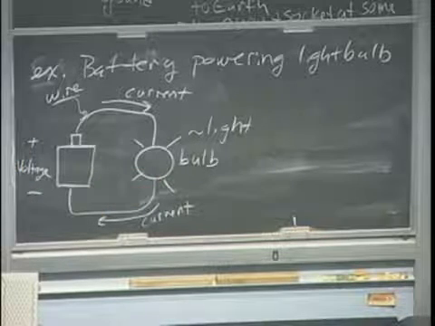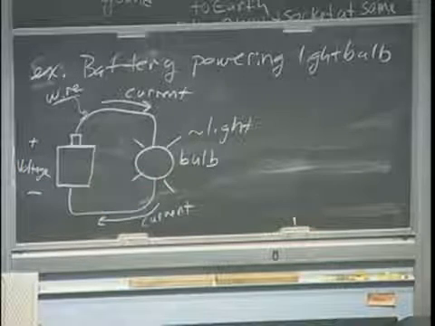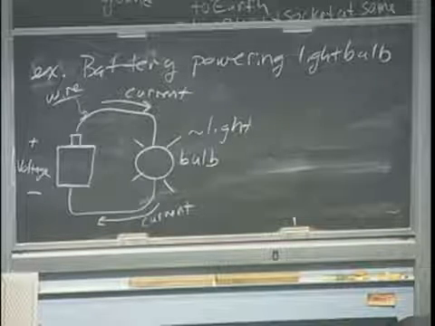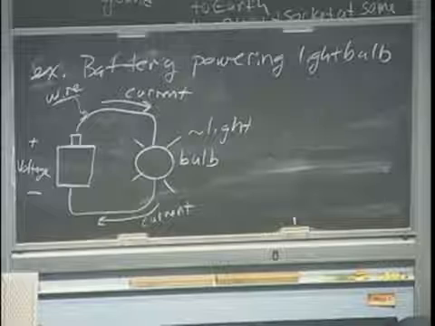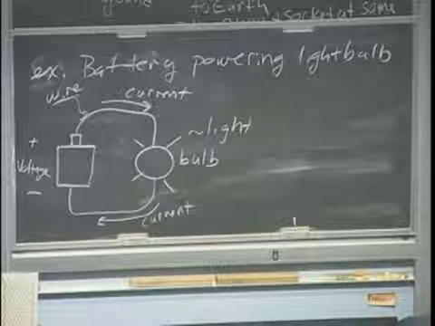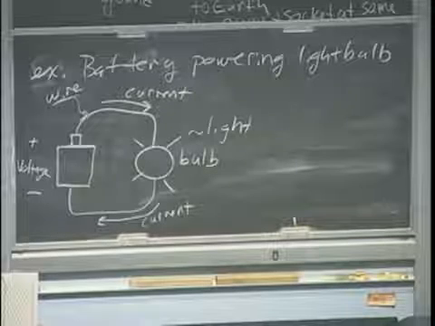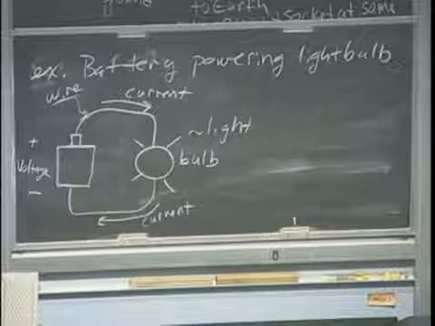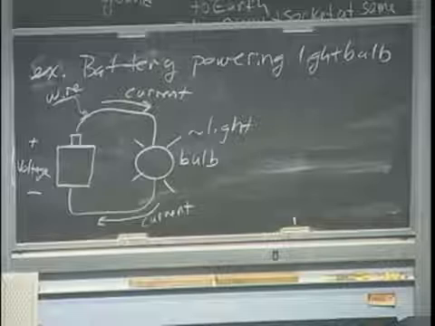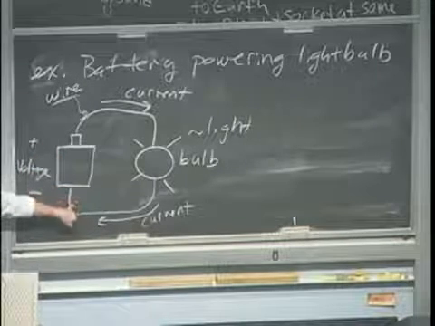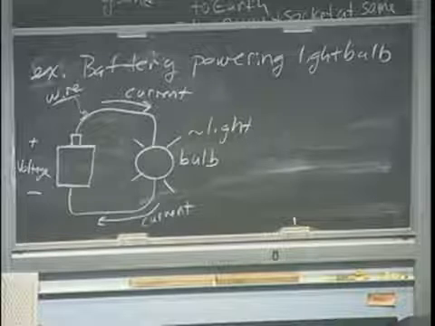Okay? So in order for power to be transferred in an electrical circuit, we need to have a closed circuit. There needs to be a complete path for the charge to flow from the positive voltage to the negative voltage. Okay. So let me write that down.